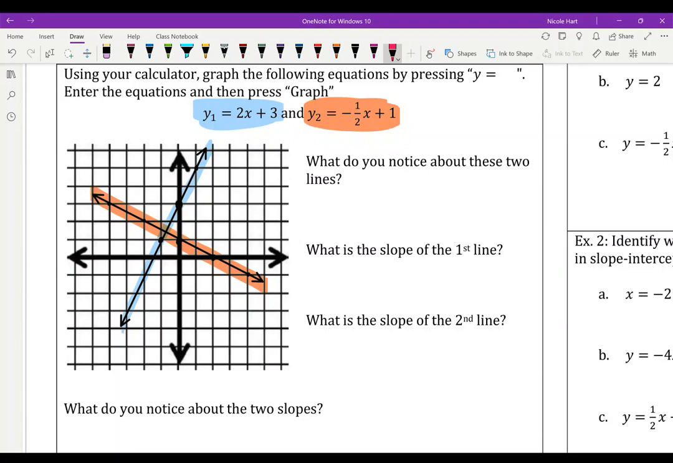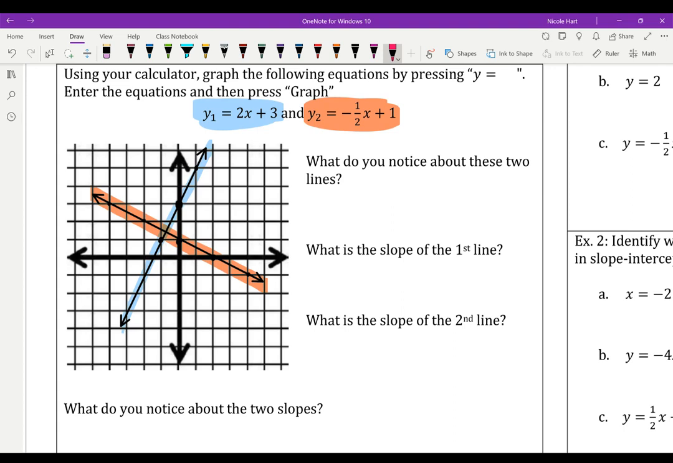Welcome back. We have just graphed y1, which is 2x plus 3, and y2, which is negative 1/2 x plus 1 on our calculators, and we are going to look at the differences. I have already graphed them on my notes. You should have as well, and I used highlighters to differentiate which is which. So the blue line is y1, which is 2x plus 3, and the orangish line is y2, which is negative 1/2 x plus 1.